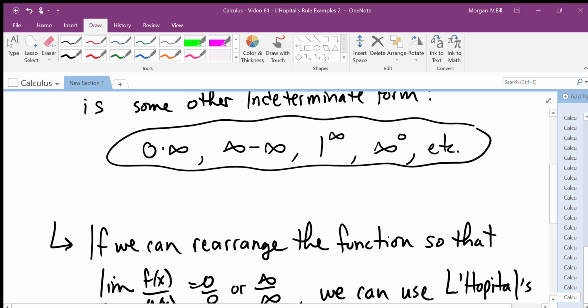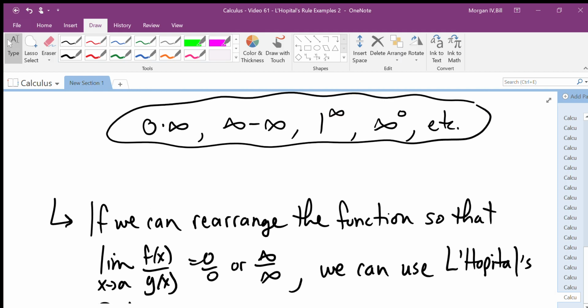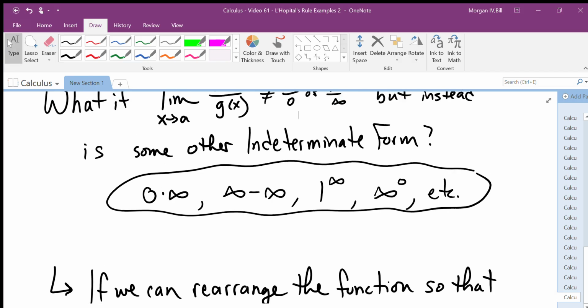Okay? If we rearrange the function so that it's no longer like 0 times infinity or infinity minus infinity or one of the other indeterminate forms, but if we can rearrange it so that it is 0 over 0 or infinity over infinity, then we can use L'Hopital's rule. So that's what we're going to work on today. I have a couple of examples about functions that are in some other alternative indeterminate form like this, and we want to rearrange them so that they're 0 over 0 or infinity over infinity.